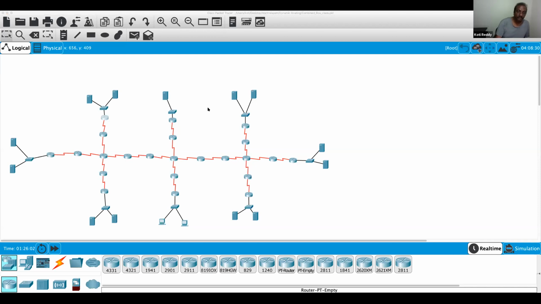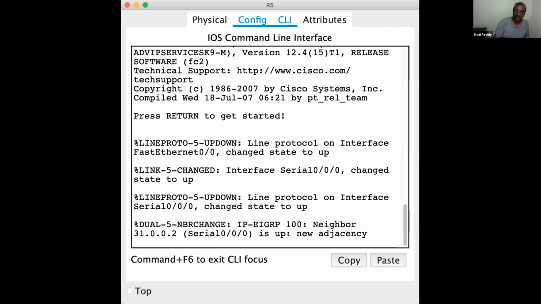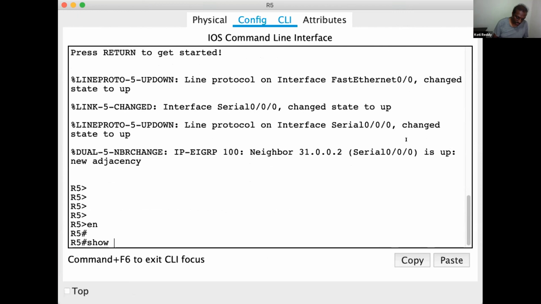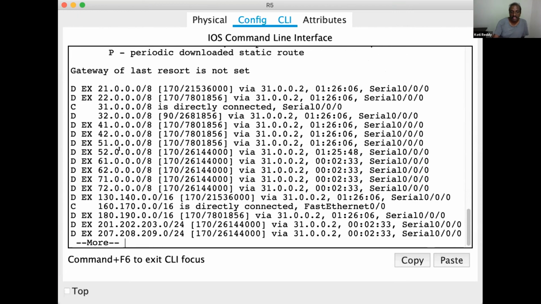Let's go to the R5 router and see these routes. I go to R5. There also I give the command: enable, show IP route. I should see all these 60 and 70 routes. You understand now? So that's how the ISP2 routes have come to ISP1.